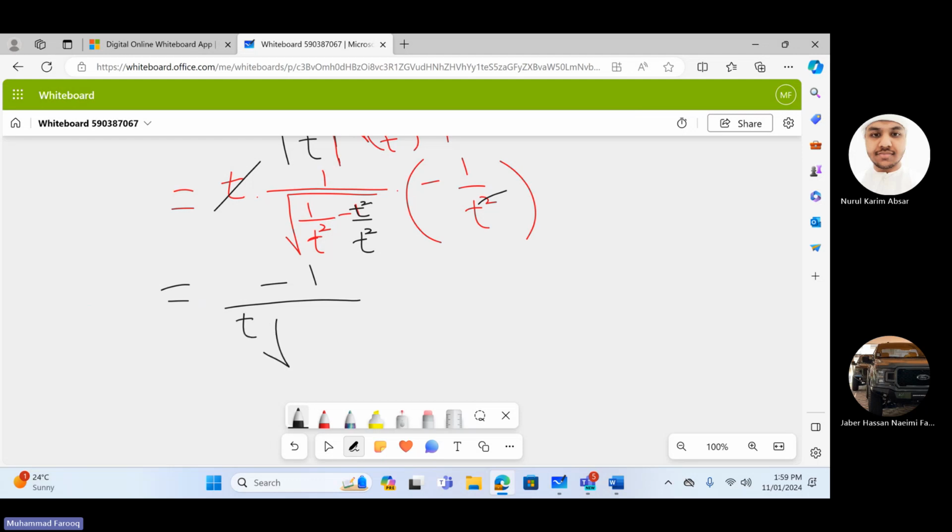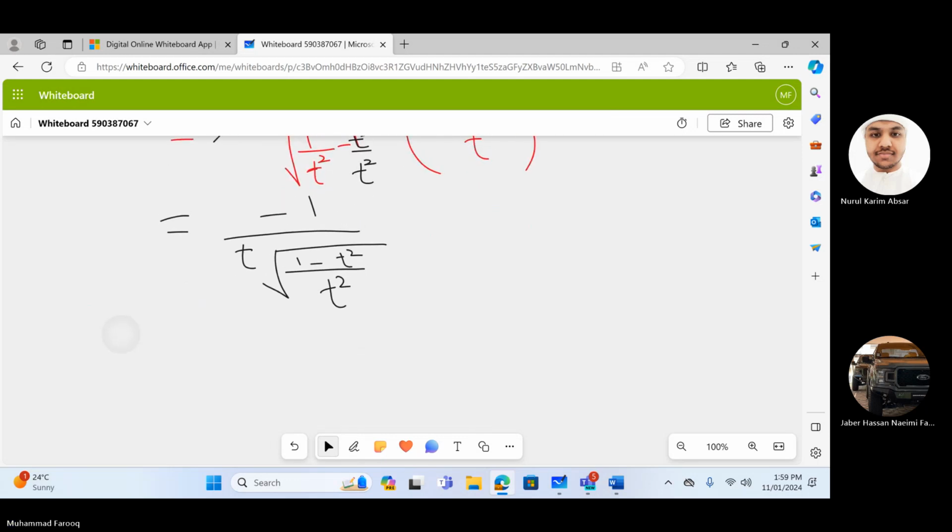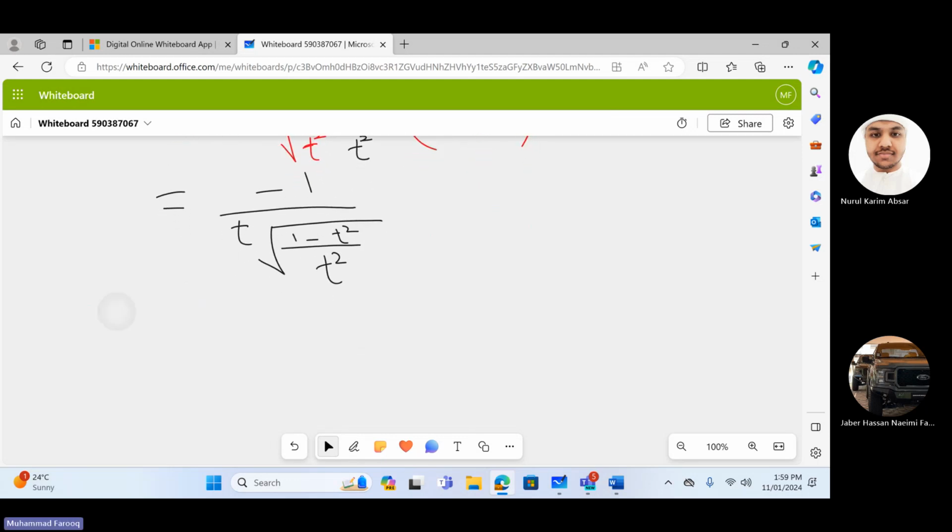Now look at it. I take the common denominator, which is how much? t squared. And what is up? 1 minus t squared. Very good. You can cancel out. Just wait, just wait. You're right, but actually I have to show one more thing here. It's very important, by the way. Now, negative 1 divided by t.